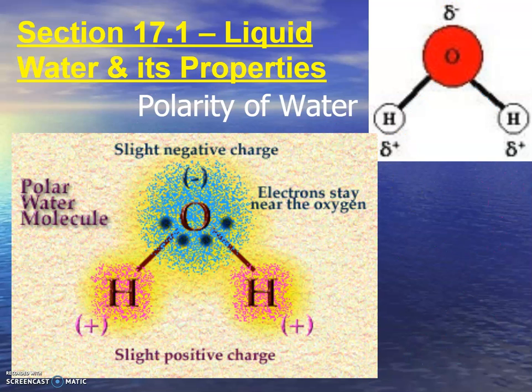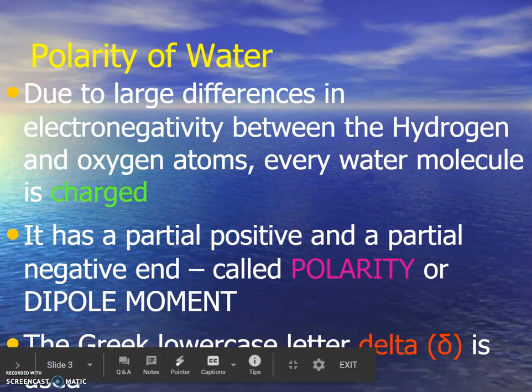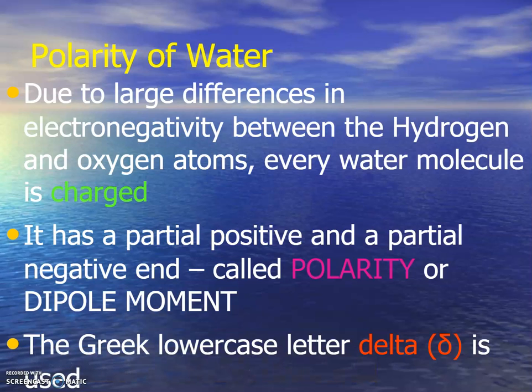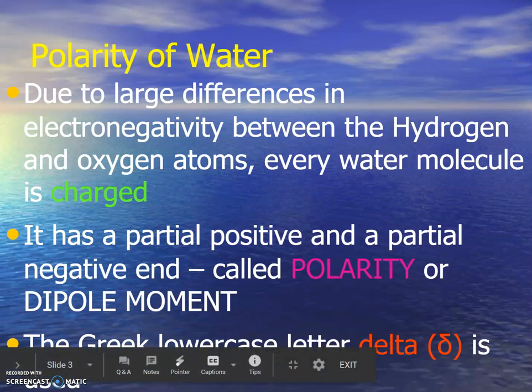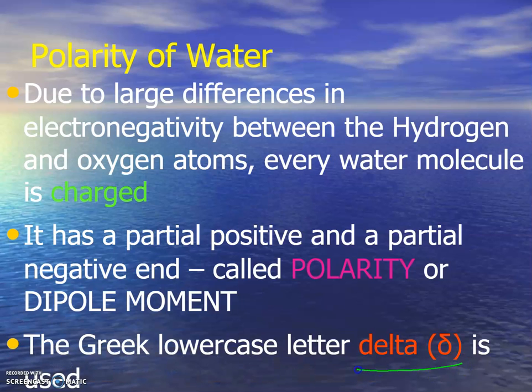This little sign that you see here is called delta. Okay, so the lowercase letter delta is going to mean partial. All right, and partial means that part of the water molecule is going to be positive, part of it is going to be negative. So if we have our molecule here, like so, all right, the partial positive is over here, partial positive is over here, partial negative is over here.